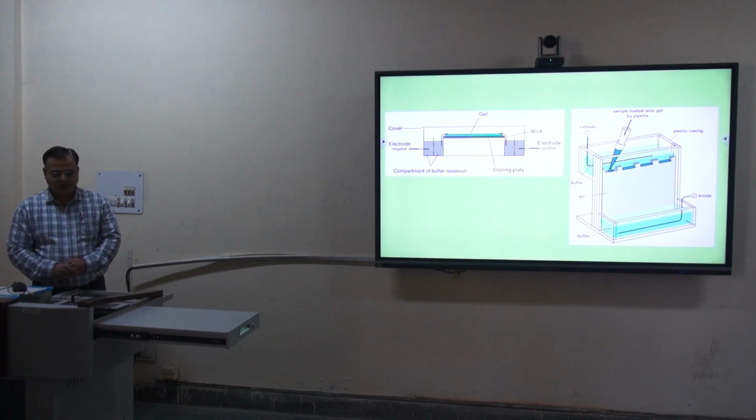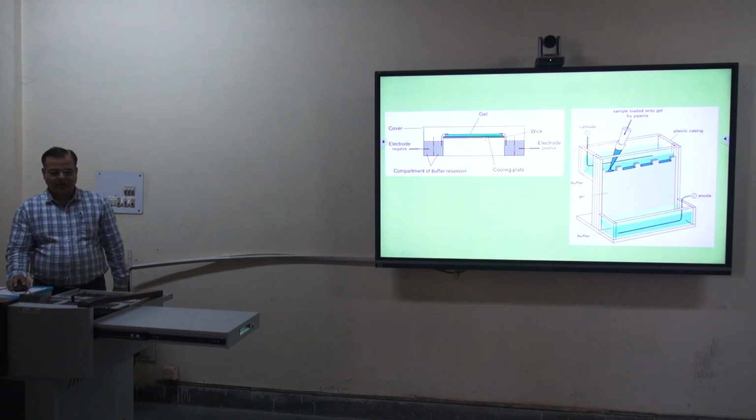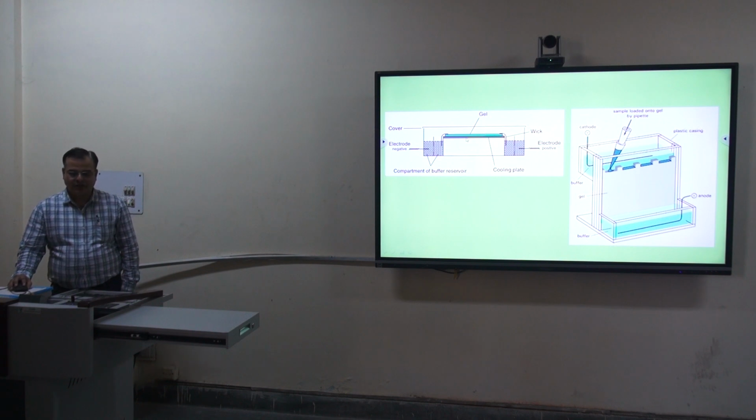Here you can see the diagrams for the horizontal gel electrophoresis unit and the vertical electrophoresis unit. This first one is the horizontal unit. Here you can see the gel is cast over a glass or plastic plate, and below the gel there is a cooling plate, because during electrophoresis there is some heating. To minimize the heating, we have to provide a cooling system.